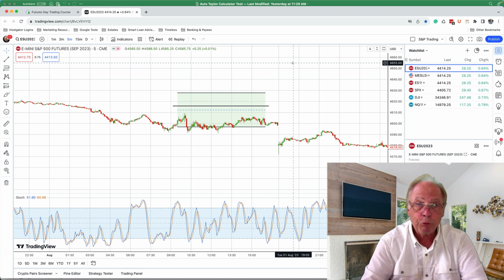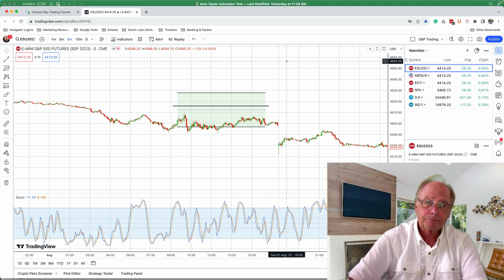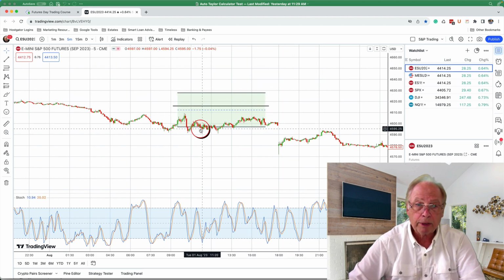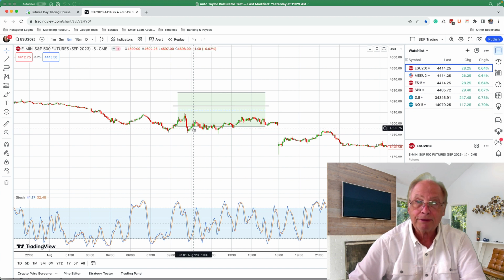To give you a frame of reference, this is a 5-minute chart, and there are 10 points between each horizontal line on the chart. What you're looking at is my Taylor trading zone, the trading zone that I put on my chart every day based on the Taylor calculations to give me an indication of where the market is likely to trade.